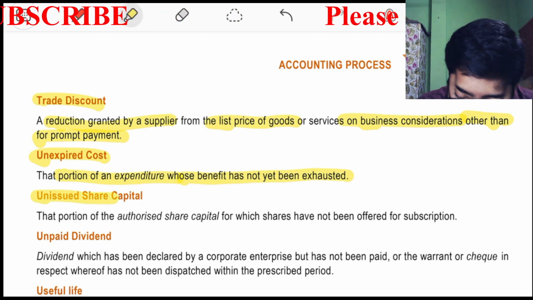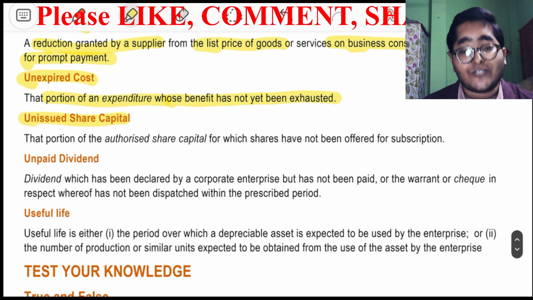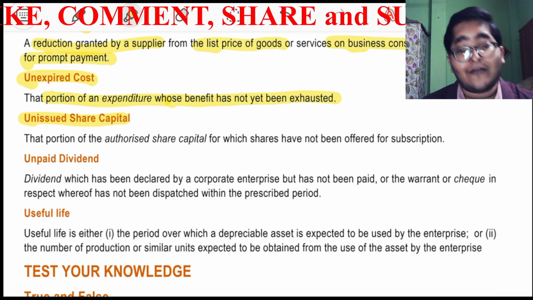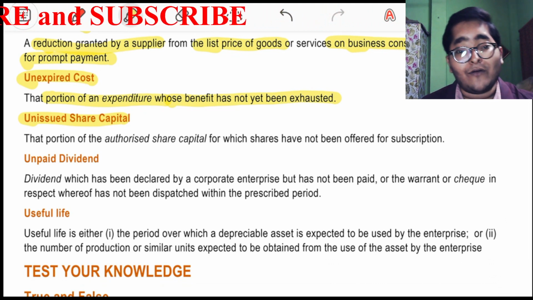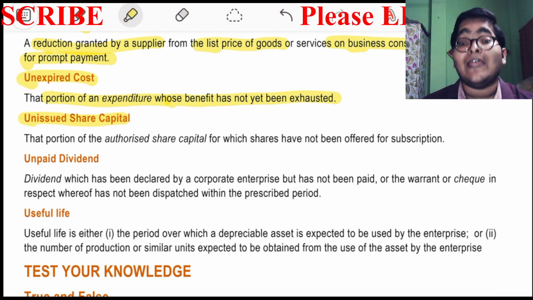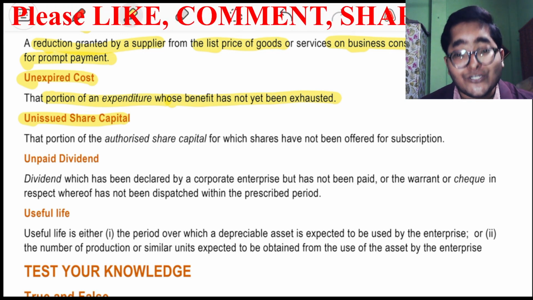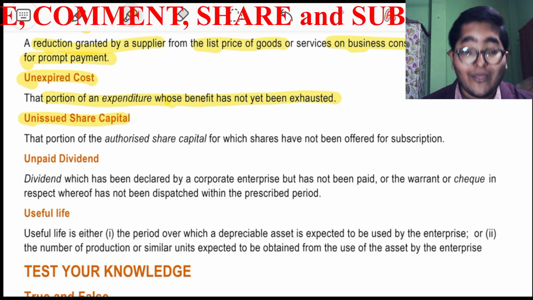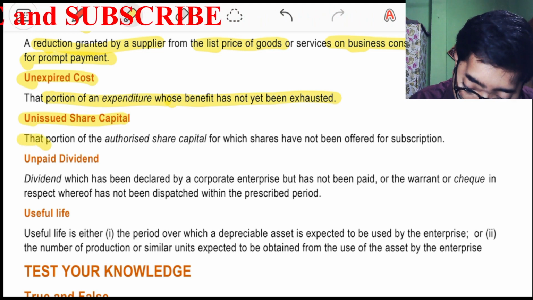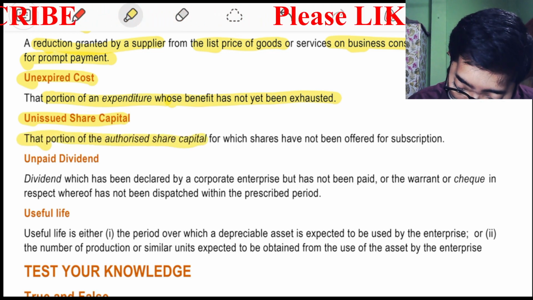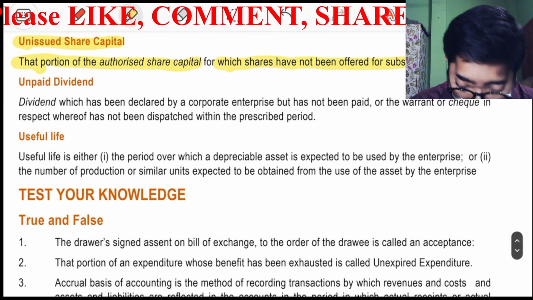Our next topic is unissued share capital. जो भी ऑथराइज्ड शेयर कैपिटल का पोर्शन जो भी अब तक इशू नहीं किया गया है कंपनी के द्वारा, उसे हम लोग अनइश्यूड शेयर कैपिटल कहते हैं. The portion of authorized share capital that is not issued by the company till now is known as unissued share capital. Unissued share capital is the portion of authorized share capital for which shares have not been offered for subscription.